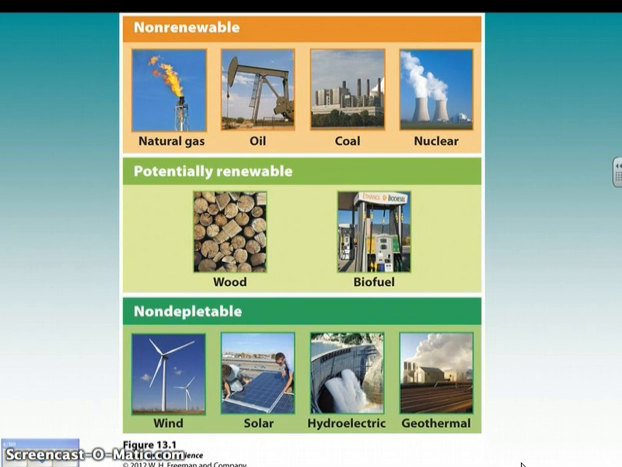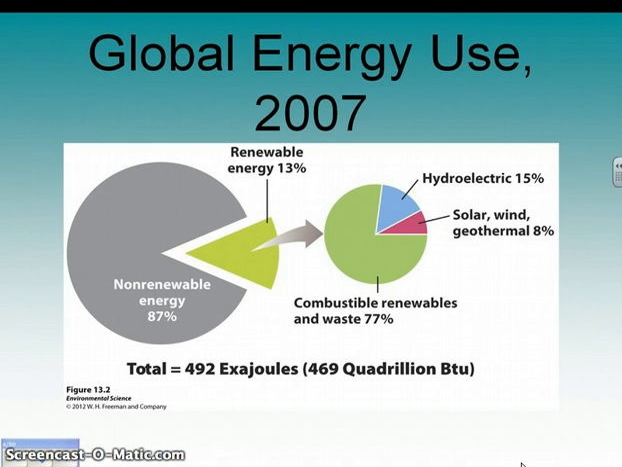Again, we've got a picture of the many different kinds of energy resources. All at the top in orange are non-renewable. We've got our coal, oil, and natural gas from Chapter 12, along with nuclear power. Nuclear power, again, is not a fossil fuel, but it is a non-renewable energy resource because the amount of uranium on Earth is limited, and we are using it faster than it's being produced. Potentially renewable, we've got wood and biofuel. Depending on how quickly we're burning the wood and using the biofuel, that source could potentially be considered renewable. And then we've got non-depletable: wind, geothermal, solar, and hydroelectric.